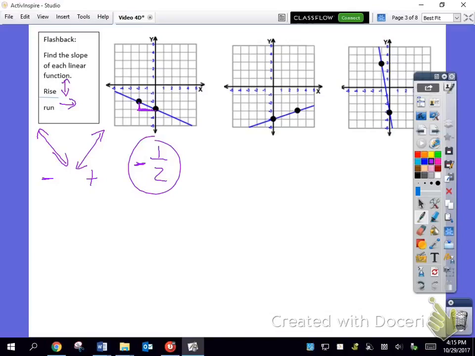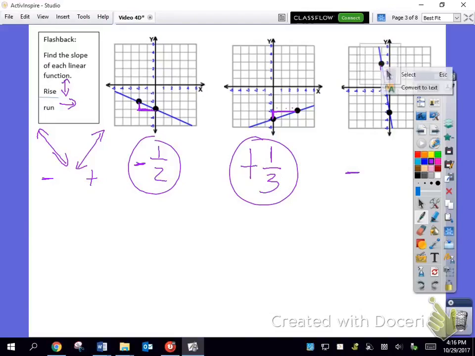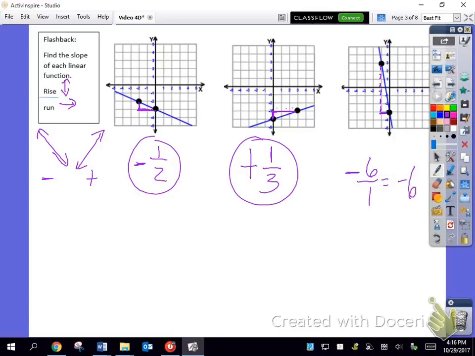My second line is increasing, so it's positive. I go up 1 over 1, 2, 3. So up 1 over 3. So my slope is 1/3. On the last one, it is decreasing, so it's a negative. I go down 1, 2, 3, 4, 5, 6. So I go down 6 and over 1. When I put that in a calculator and reduce it, it is negative 6. So my slope is negative 6.